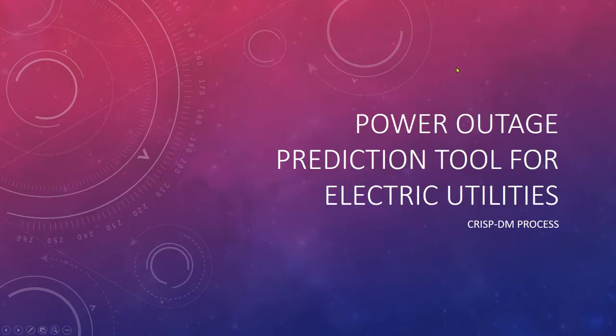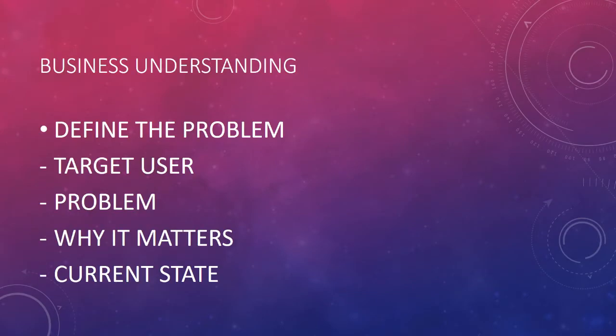Hi, so for today we'll be talking about the power outage prediction tool for electric utilities. Now we will use the CRISP-DM process. Now on the business understanding phase, we should define the problem.